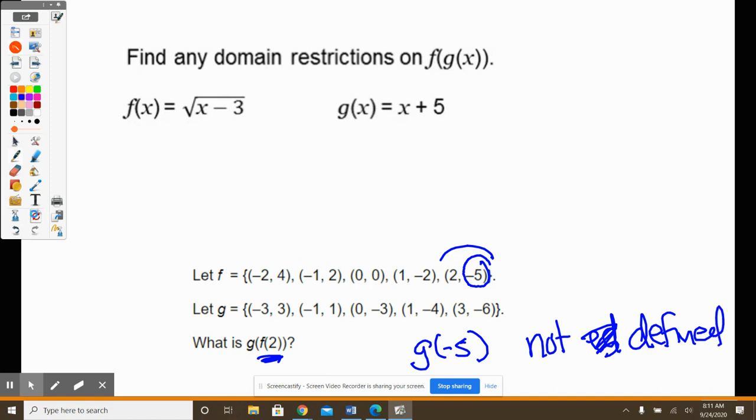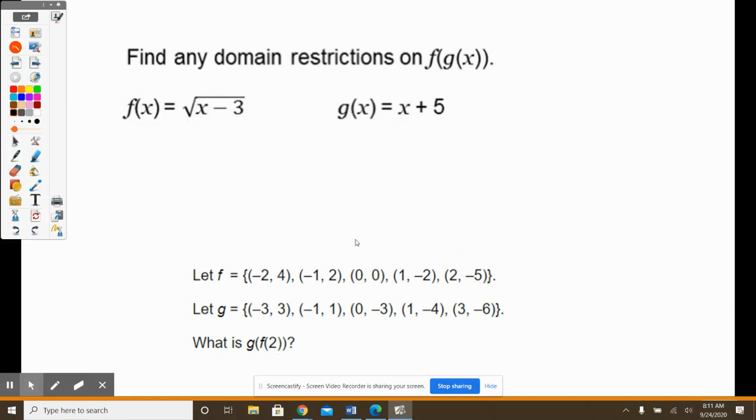So if there's not a pair, you could have an undefined value as well. It's not there. Okay, I think that's it. All you do is take notes today, so make sure you take good ones.